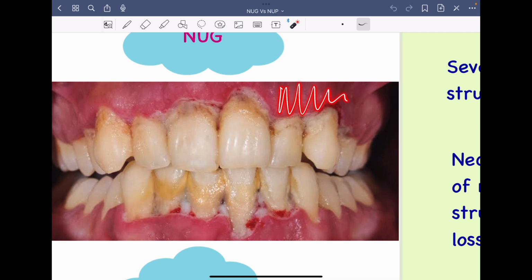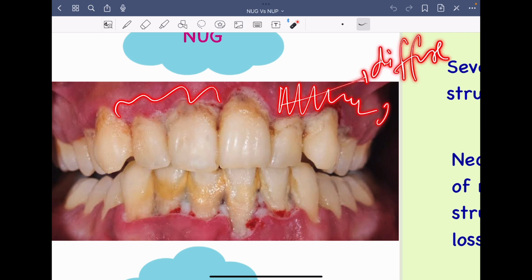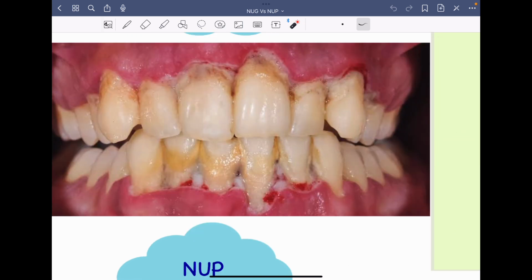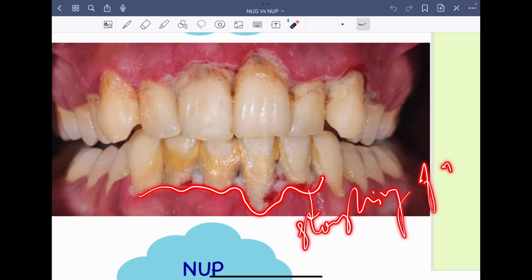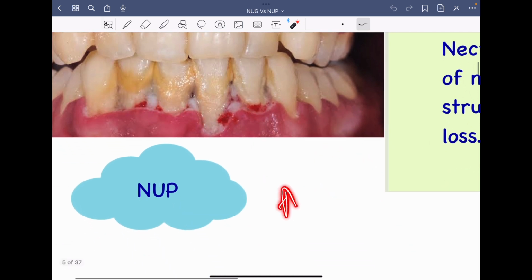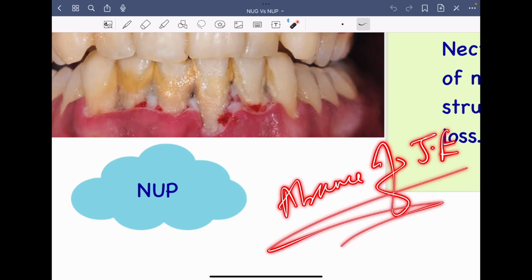Then we have attached gingiva right here with diffuse erythema. There is a diffuse erythema plus edema. I hope you can appreciate this here, right? So here there is extensive sloughing of the gingiva, right? Obviously there is loss of PDL fibers, and plus there is an absence of our junctional epithelium as well, right?